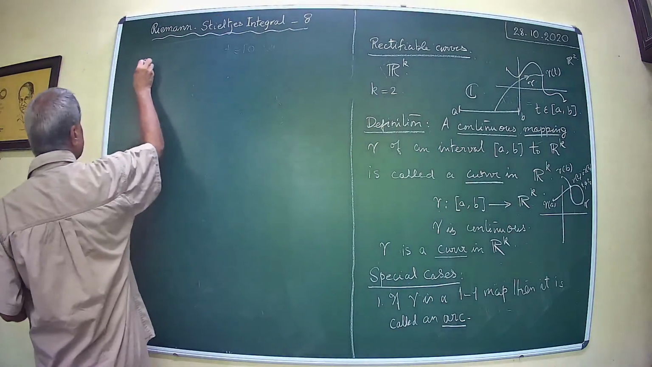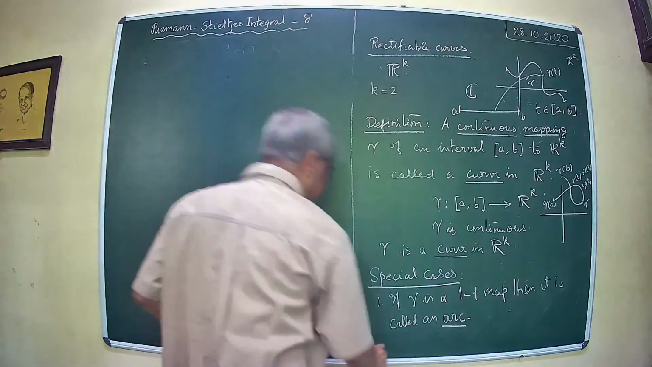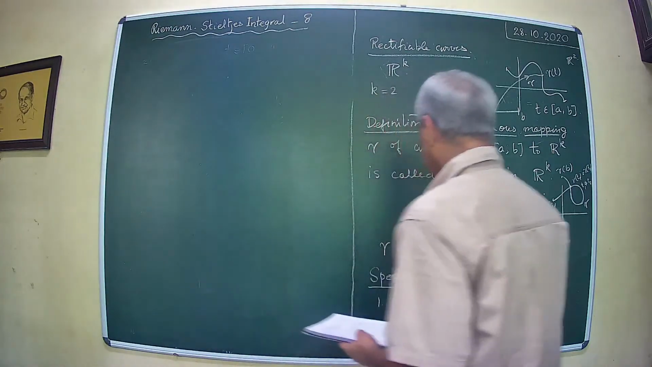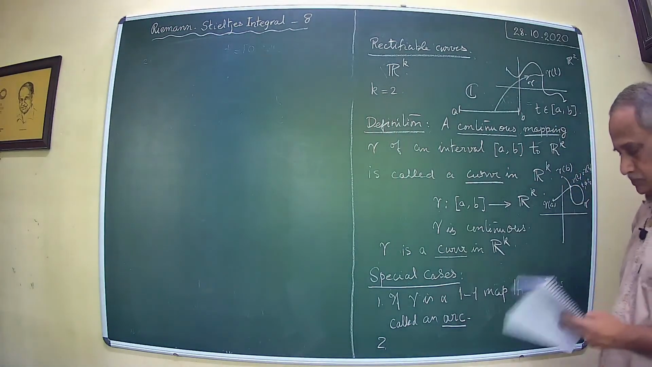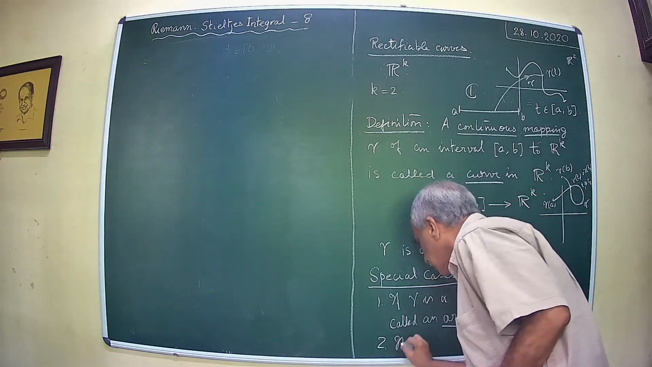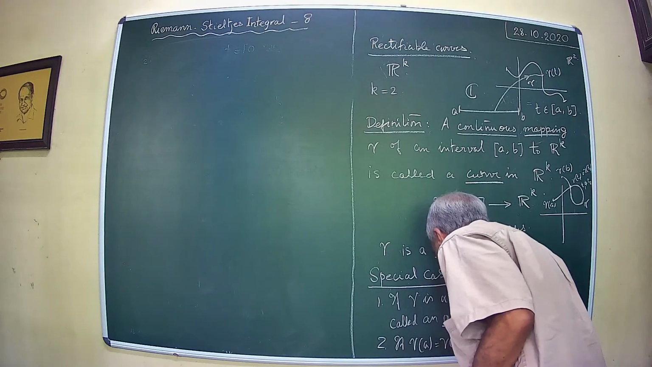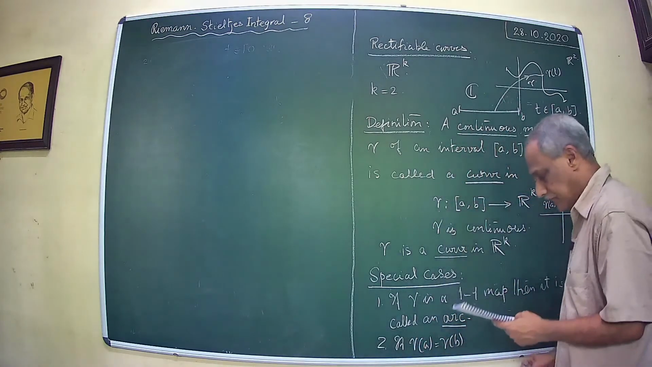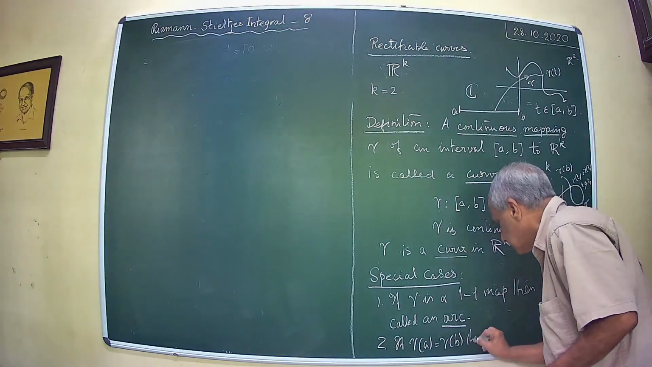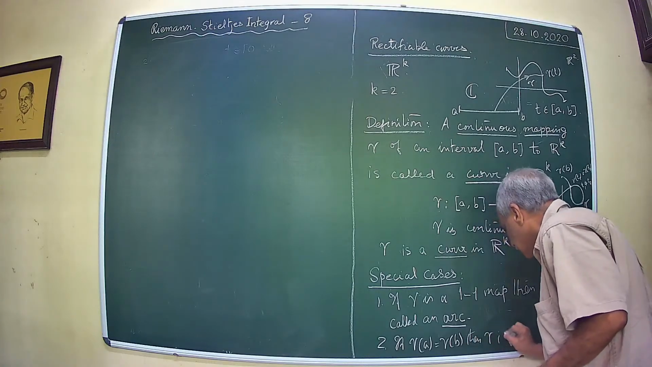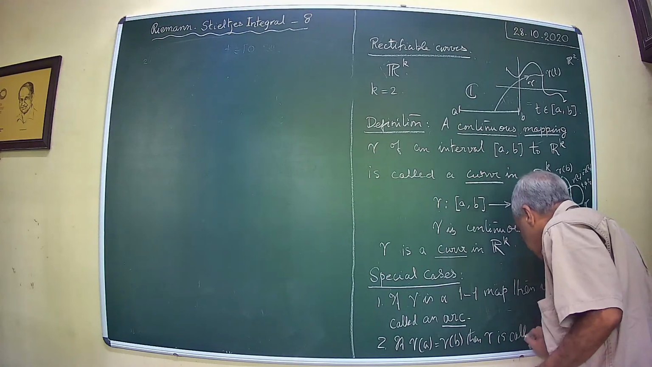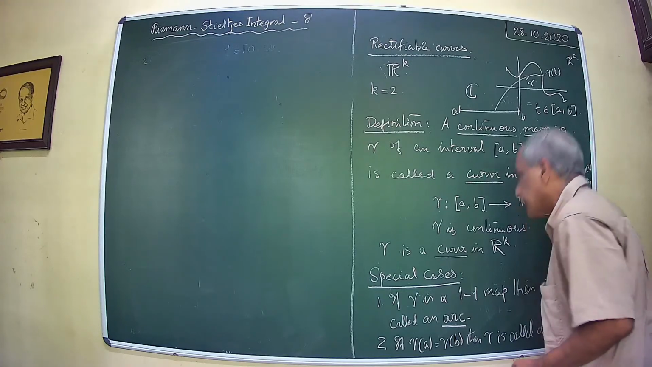The second case is that if gamma(a) equals gamma(b), then gamma is a closed curve.